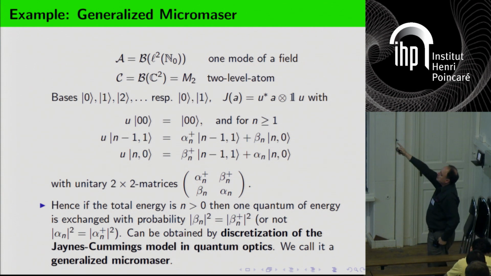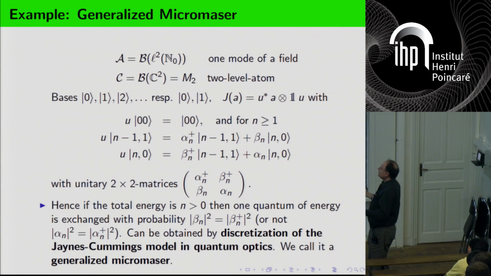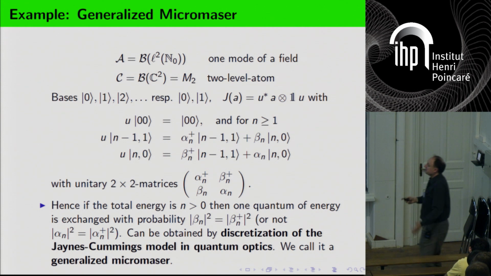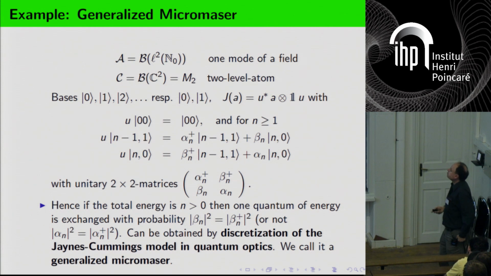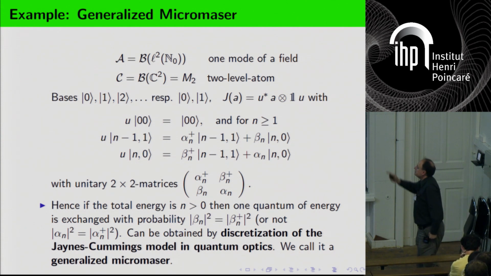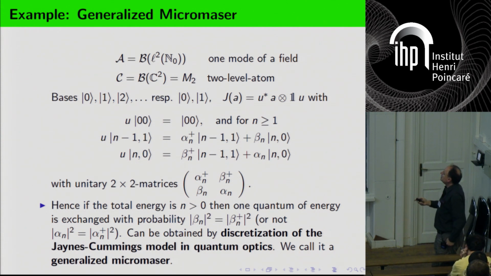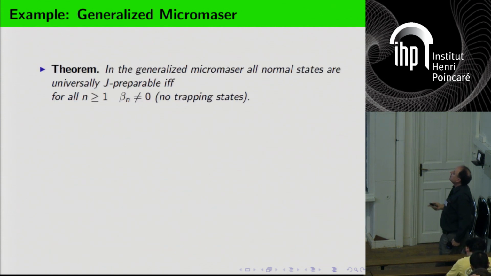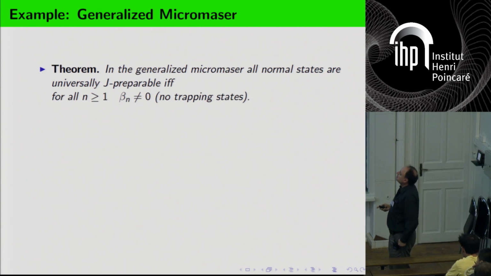And the interpretation is just that one quantum of energy is exchanged in each step with probability modulus beta n squared. And the alpha modulus squared is that everything stays where it is. So that's something that can be done in Micromaser experiments, and we can prove that, in fact, in the generalized Micromaser, all normal states are universally J-preparable if for all n greater or equal 1, the beta n are not 0.